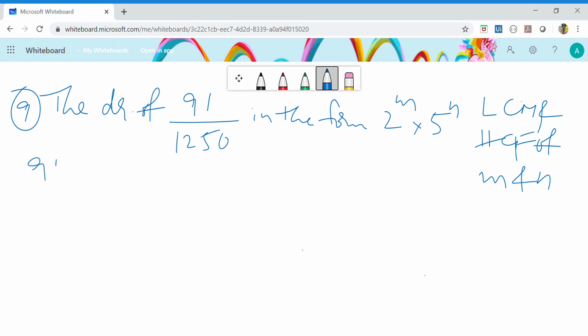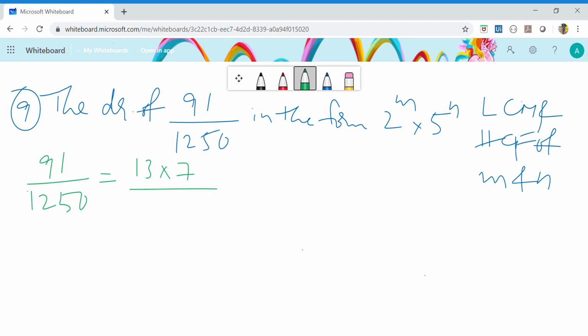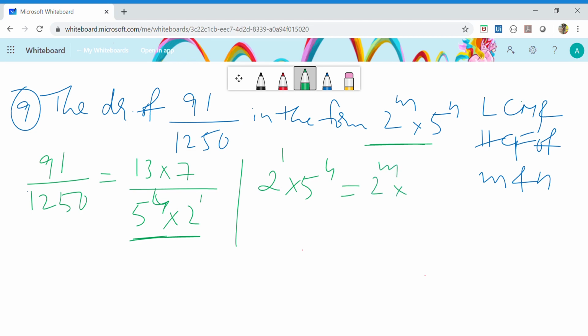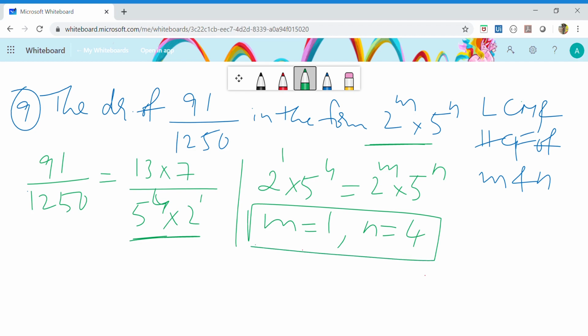So you have to write 91 by 1250 as prime factors. 13 into 7 by 1250, which can be written as 5 to the power of 4 into 2 to the power of 1, or 2 to the power of 1 into 5 to the power of 4. So the denominator you have to equate to this form. So 2 to the power of 1 into 5 to the power of 4 can be equated to 2 to the power of m into 5 to the power of n. So here m is equal to 1 and n is equal to 4.